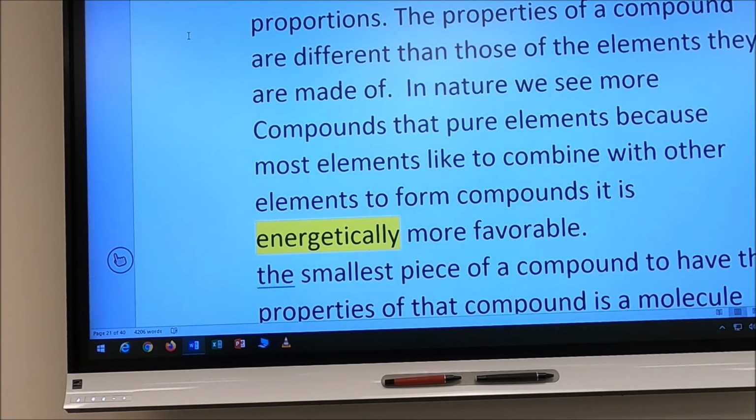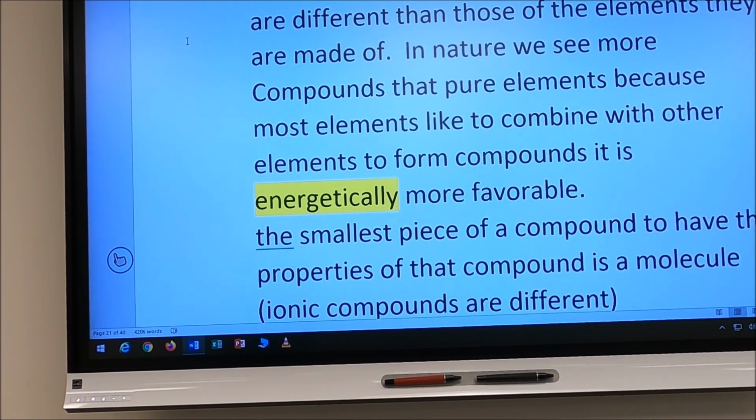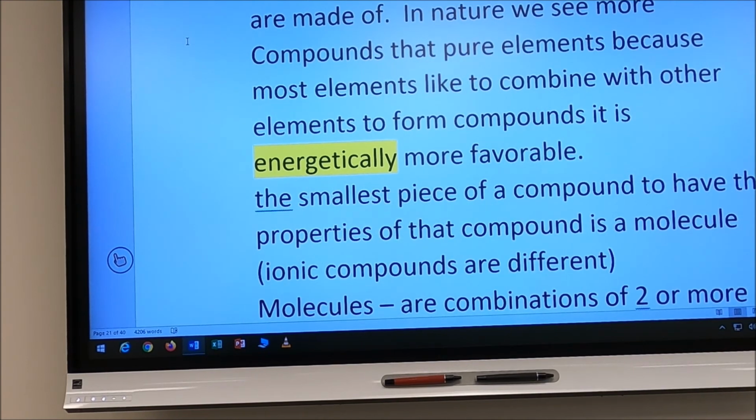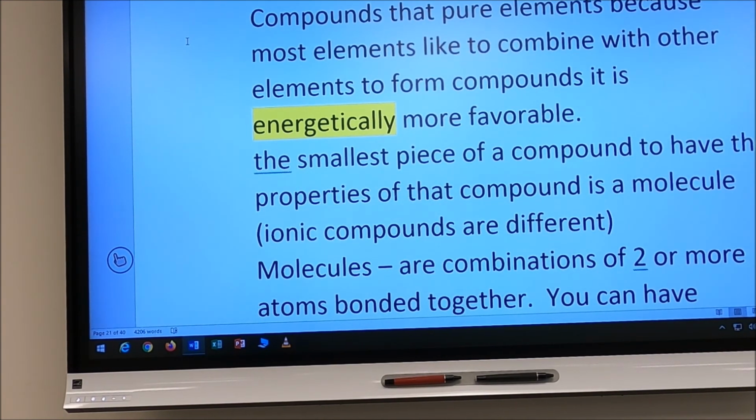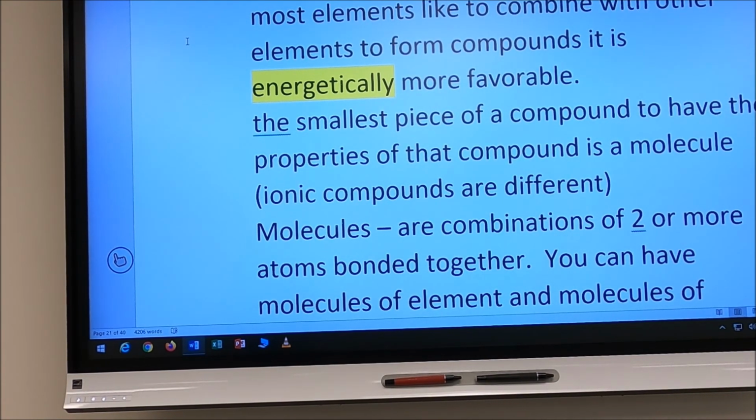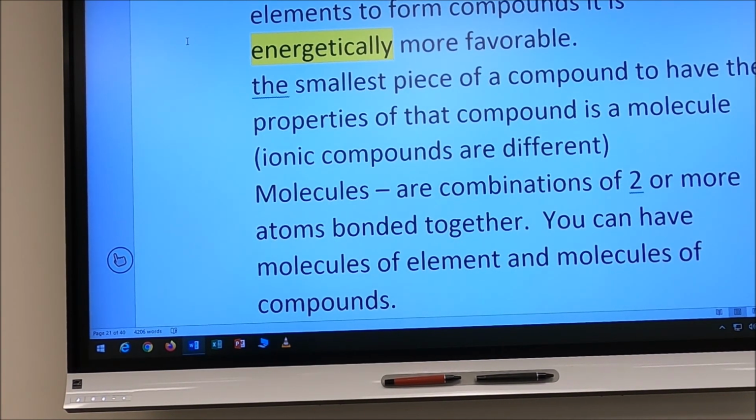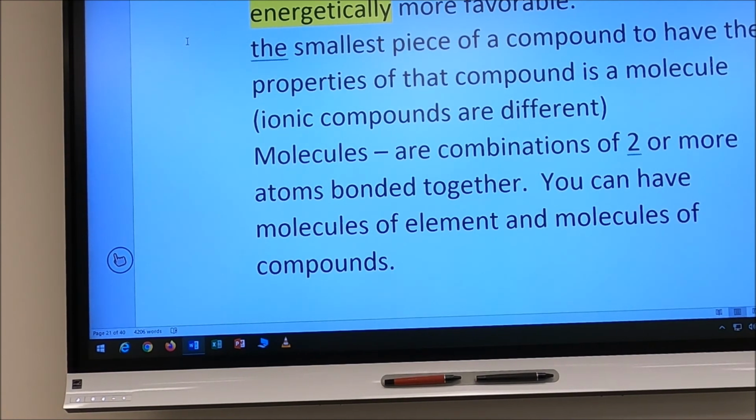And the reason for this is that energetically, having compounds is more favorable, has a lower potential energy than most pure elements. The smallest piece of a compound to have all the properties of the compound is the molecule. When we talk about ionic compounds, I'm going to refine that a little bit because ionic compounds are a little weird.